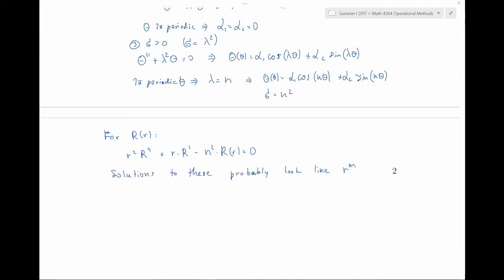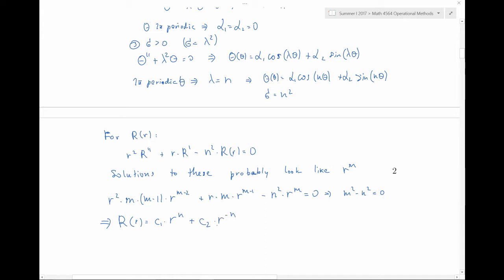If you plug in r to the power m, you get the following equation: r squared times m times m minus 1 times r to the power m minus 2, plus r times m times r to the power m minus 1, minus n squared times r to the power m should be 0. Very quickly you realize that this is only possible if m squared minus n squared equals 0. Therefore, R(r) must be some constant times r to the power n plus the other constant times r to the power minus n.